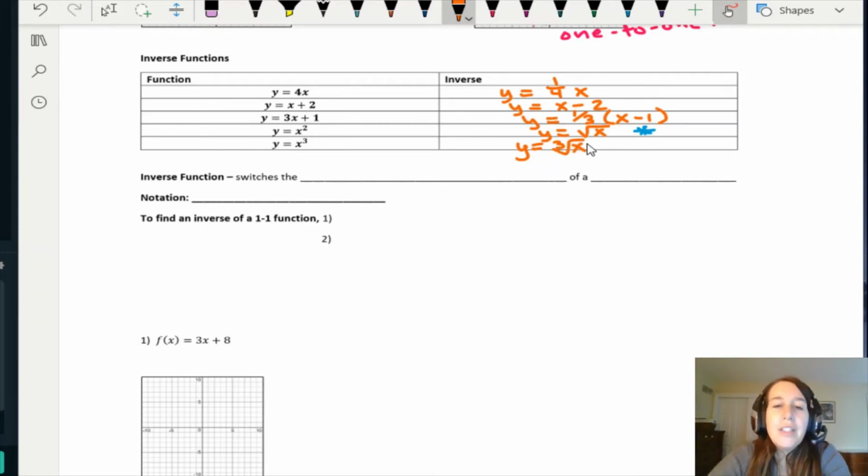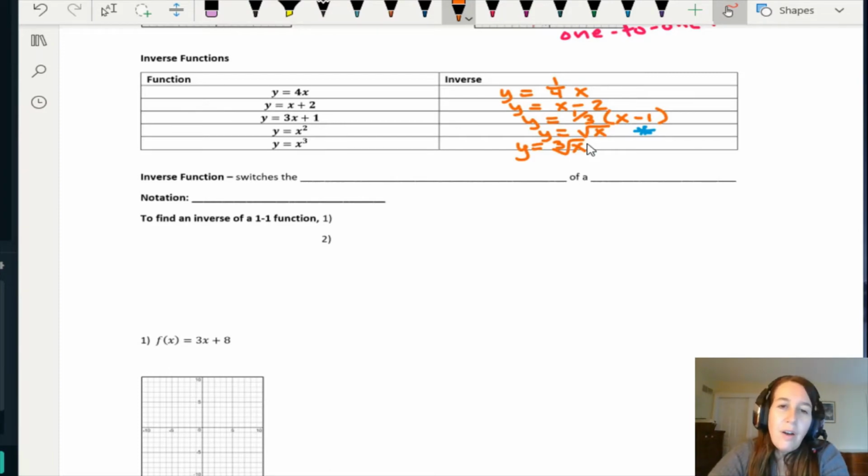So I don't know if you can see a little pattern developing, right? When the function was 4 times x, then the inverse is 1/4 times x, or x divided by 4. When the function was x plus 2, the inverse was x minus 2. That next one really shows it pretty well. 3x plus 1. Notice that it's x minus 1 and then times 1/3, right? And then x squared, the inverse is the square root.